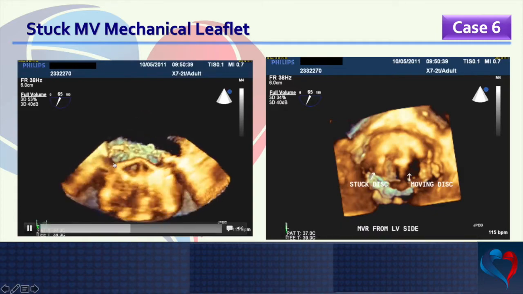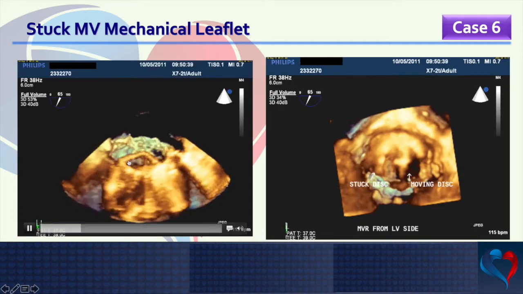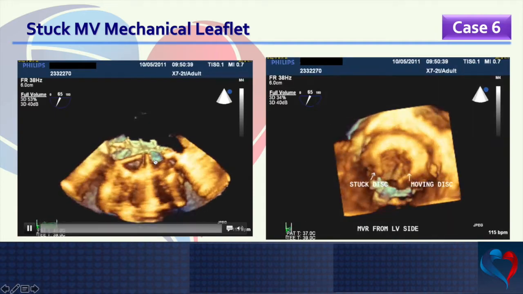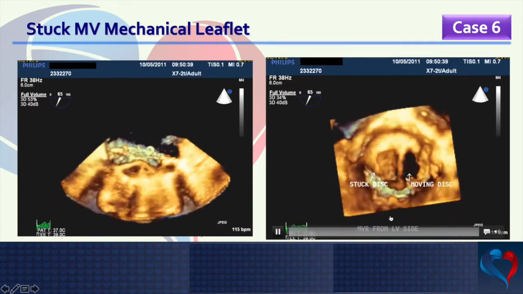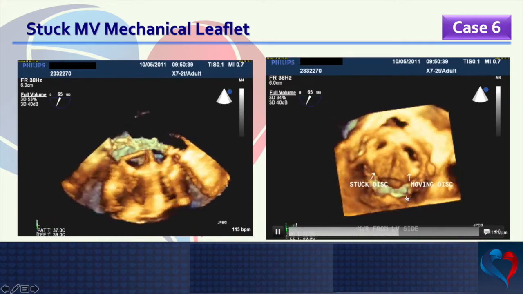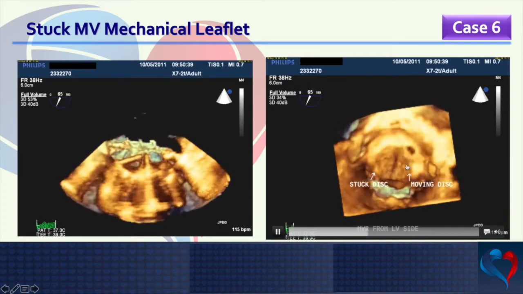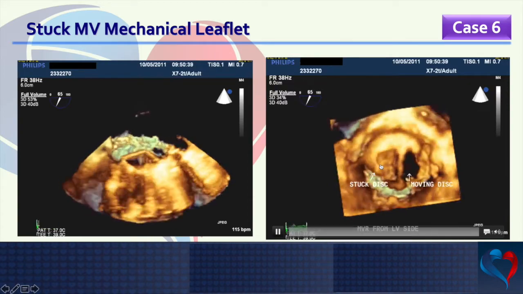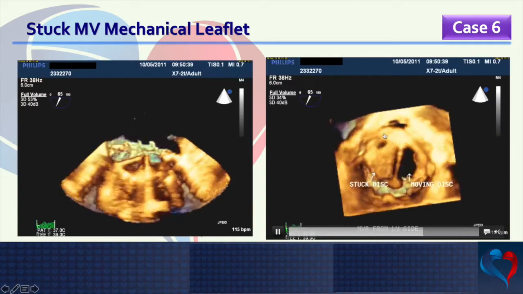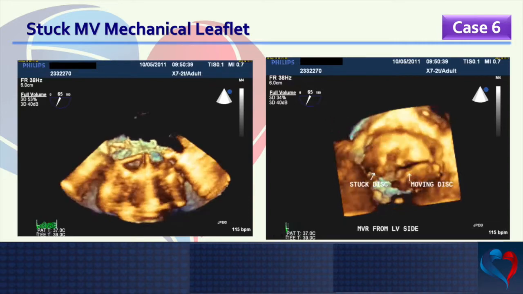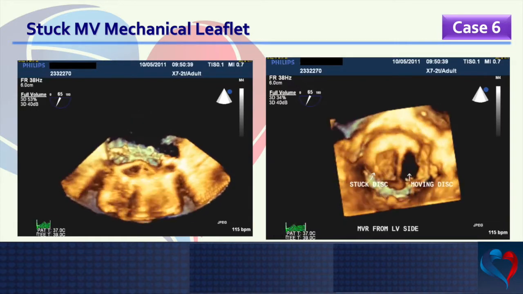So this leaflet is stuck and is not moving, and this leaflet is fully functioning. Here, this is three-dimensional echo from the LV side. We are looking at the two leaflets. This leaflet is opening and closing, so it's a moving disc. This disc is stuck due to either pannus formation or fibrosis. Sometimes it could be due to endocarditis.